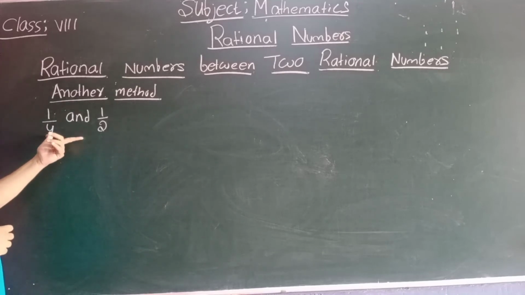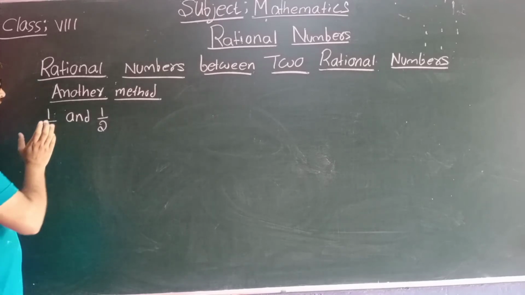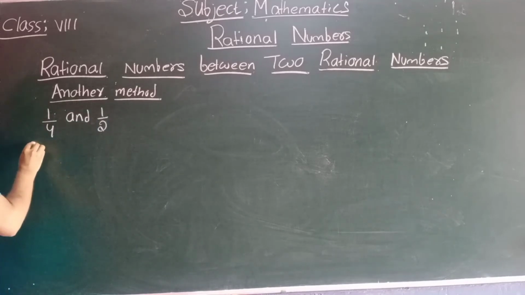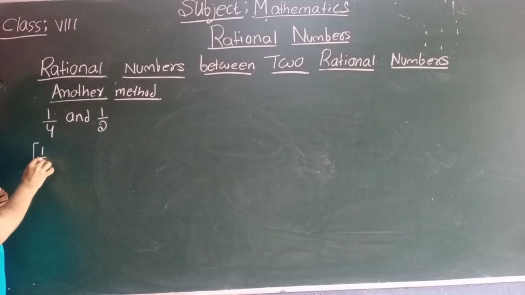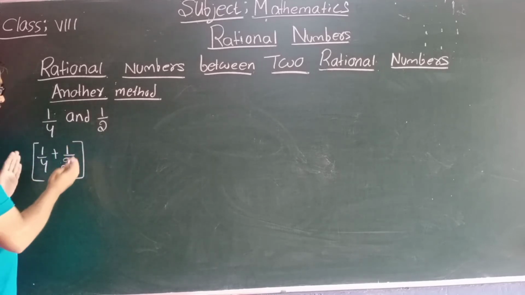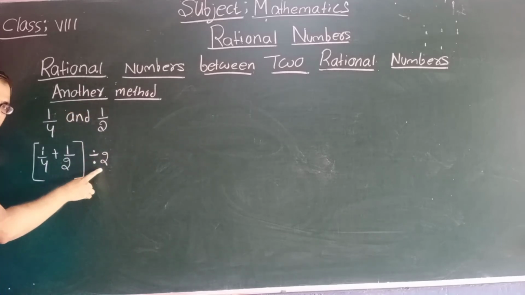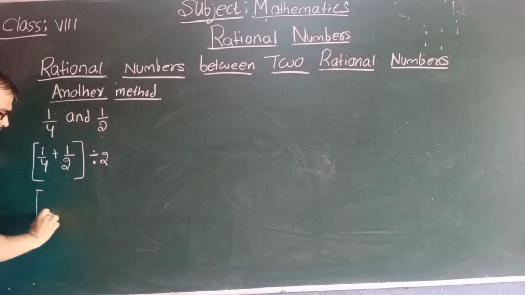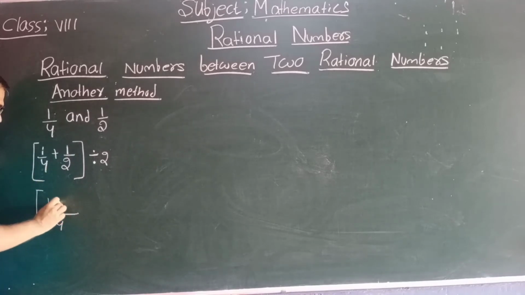Now we will write the rational numbers between these two numbers by using another method. Okay, so what I told you, the number between these two numbers is the mean. So first we will find the sum of these two numbers and then we will divide it by 2. So here 1 by 4 plus 1 by 2. We will add these two numbers and divide by 2, because here we are having two numbers. Okay, so what is the LCM of 4 and 2? 4 only, no? The LCM of 4 and 2 is 4 only.